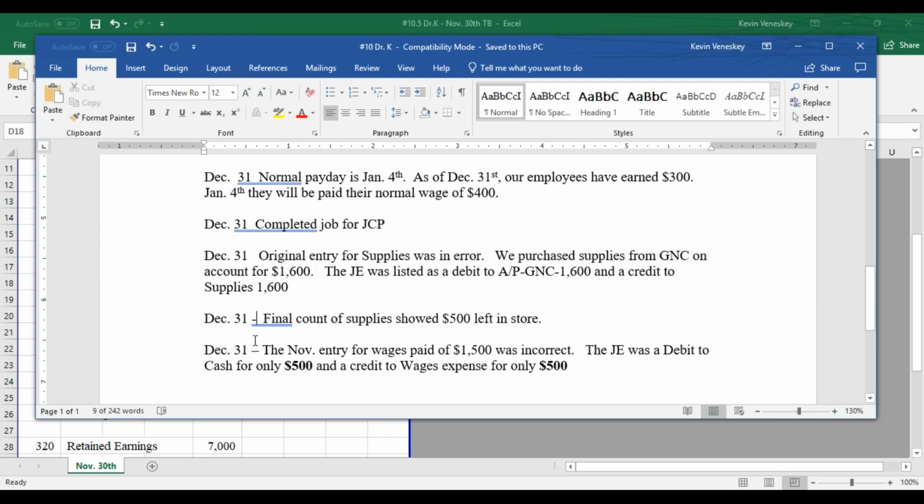Okay, we got one more adjusting entry and then one more correcting entry. Hopefully you have these done. Make sure you pause and try these. Otherwise, it is really of very little benefit just to copy down what I have.